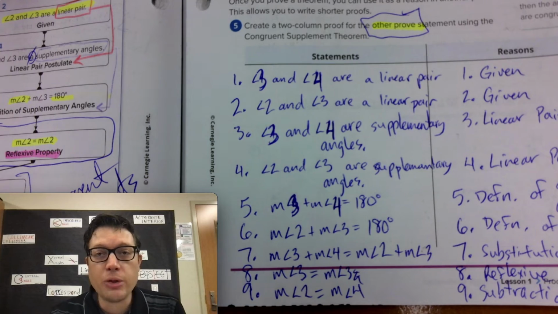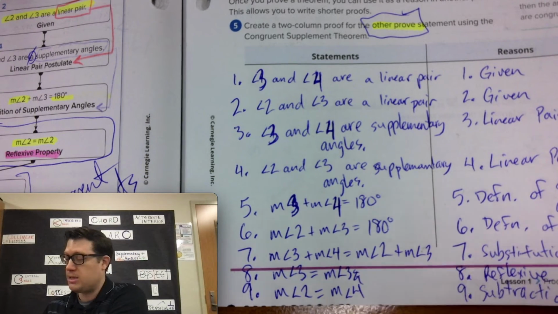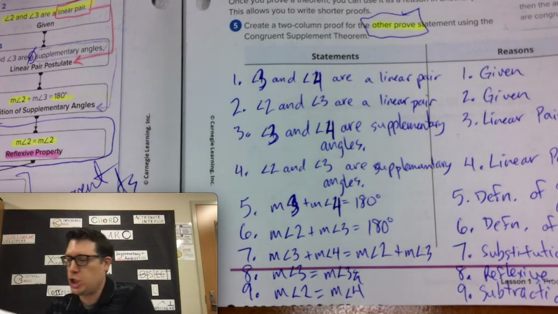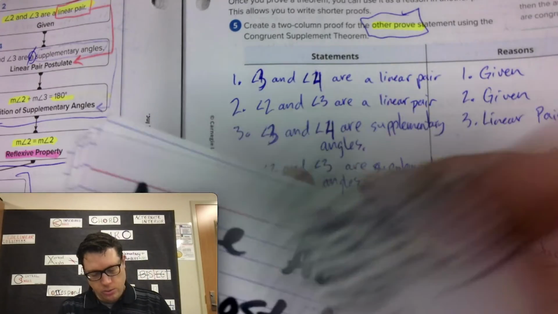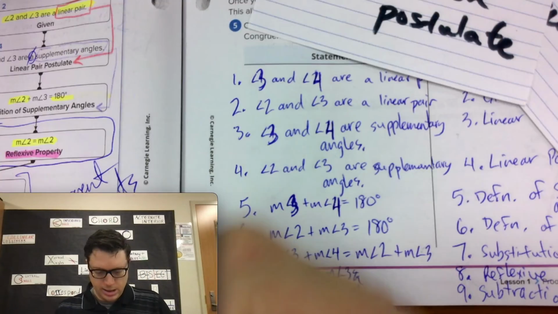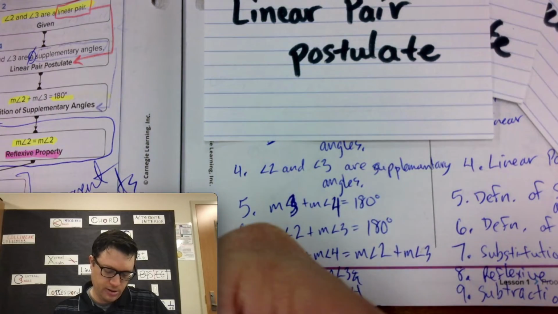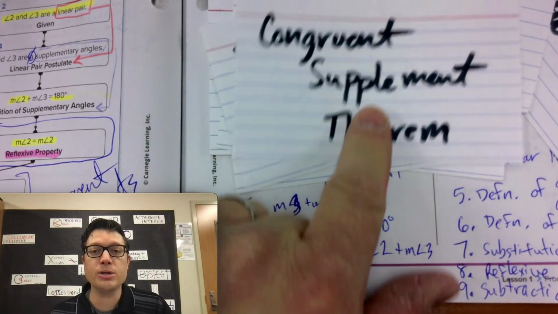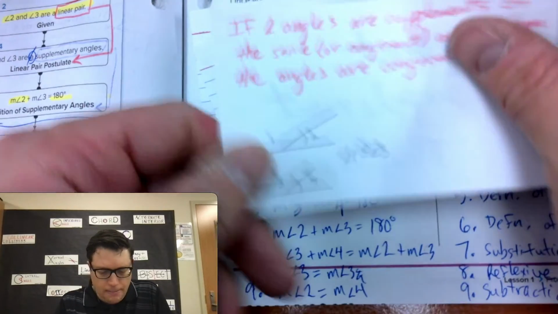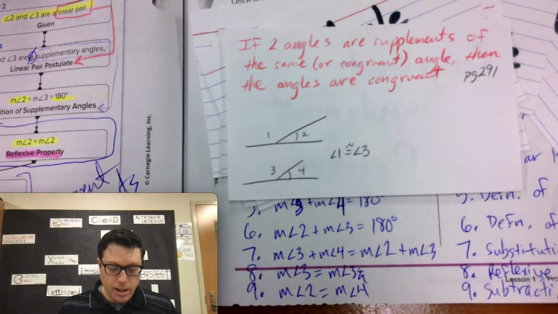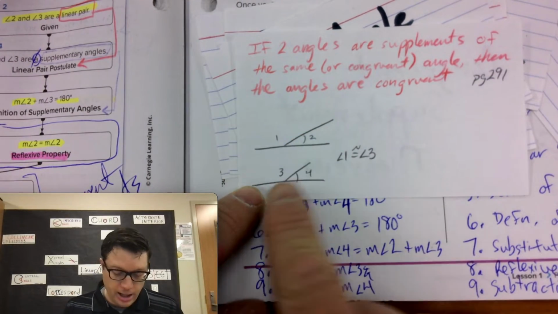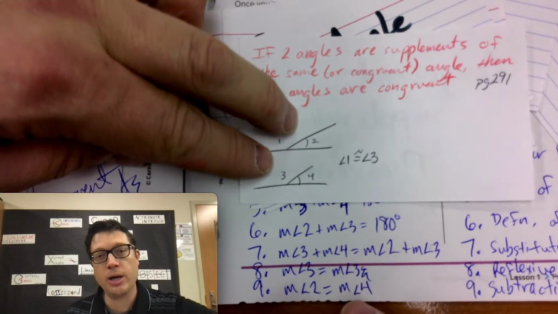As I was working through it with the teacher's manual by my side, they actually skip steps 8 and 9 and jump right to one of our other vocabulary words. Segment addition, linear pair, definition of right angles, subtraction property of equality. Here they use congruent supplements, on page 291, which means that if these two angles are the same, and these two angles form a linear pair, and these two angles form a linear pair, then these two angles must be the same.